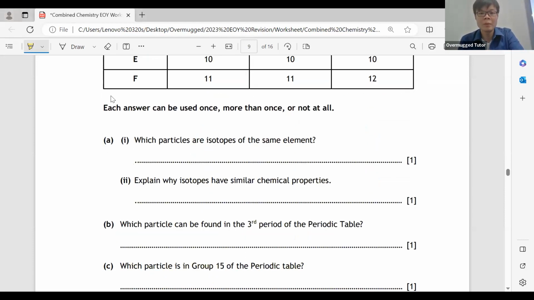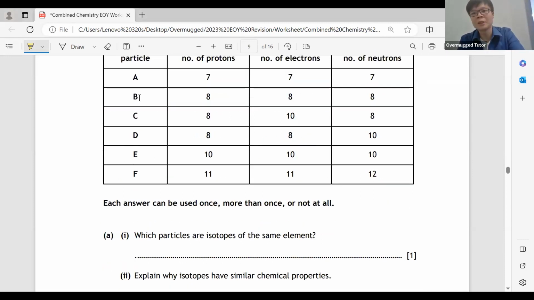Next, explain why isotopes have similar chemical properties. So in chemistry, you need to know how to spot the difference and spot what is the same. If something is similar, then what thing is the same? What thing is the same for isotopes? That's why they have similar chemical properties. Seen before or not?